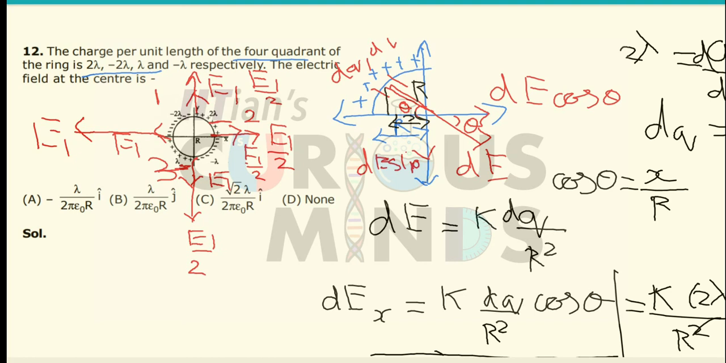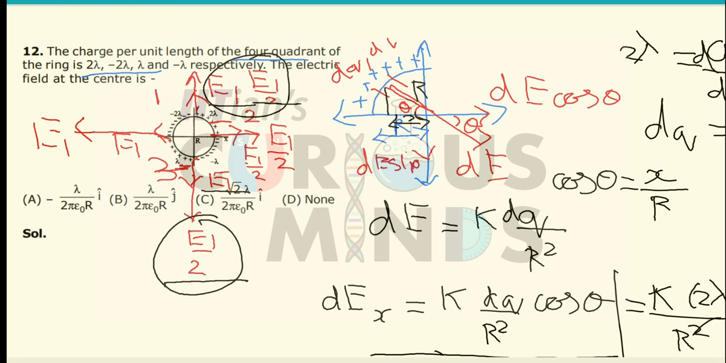Let me calculate these values carefully. If I calculate this value carefully, E1 by 2 and E1 will give me the answer as 3E1 by 2, which will cancel out E1 and E1 by 2 over here. Both these terms are getting cancelled out by this. And in the y-axis, there will be no electric field.